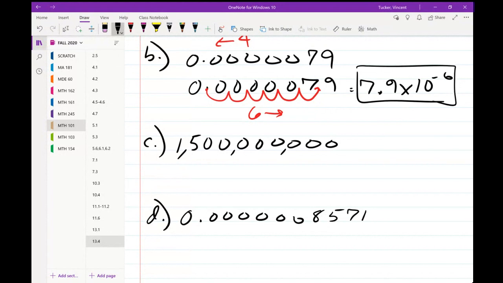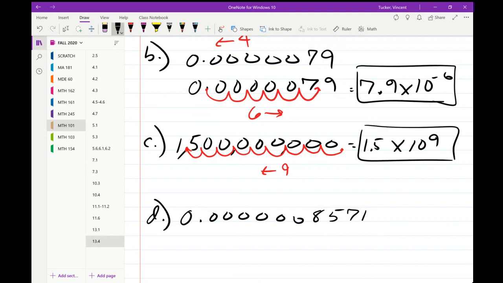All right, so here, just doing the same thing, just trying to make sure I gave you enough examples of what's going on and how to do it. Once again, our decimal is right here. If you don't see it, they assume we know it's to the right of the rightmost digit. And we're going 1, 2, 3, 4, 5, 6, 7, 8, 9 to the left. So your answer is going to be 1.5 times 10 to the ninth power.